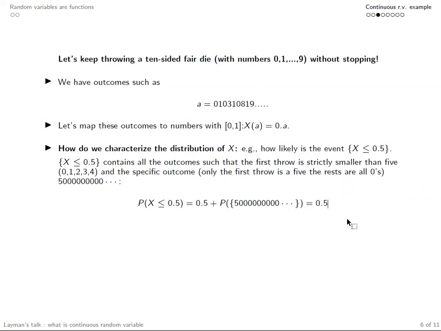Actually, this relation is true for any number a within 0 and 1. The probability of X smaller or equal to a is equal to a. Right? This probability function assigns a to such an event, X smaller or equal to a. Now let's discuss how to prove this identity.